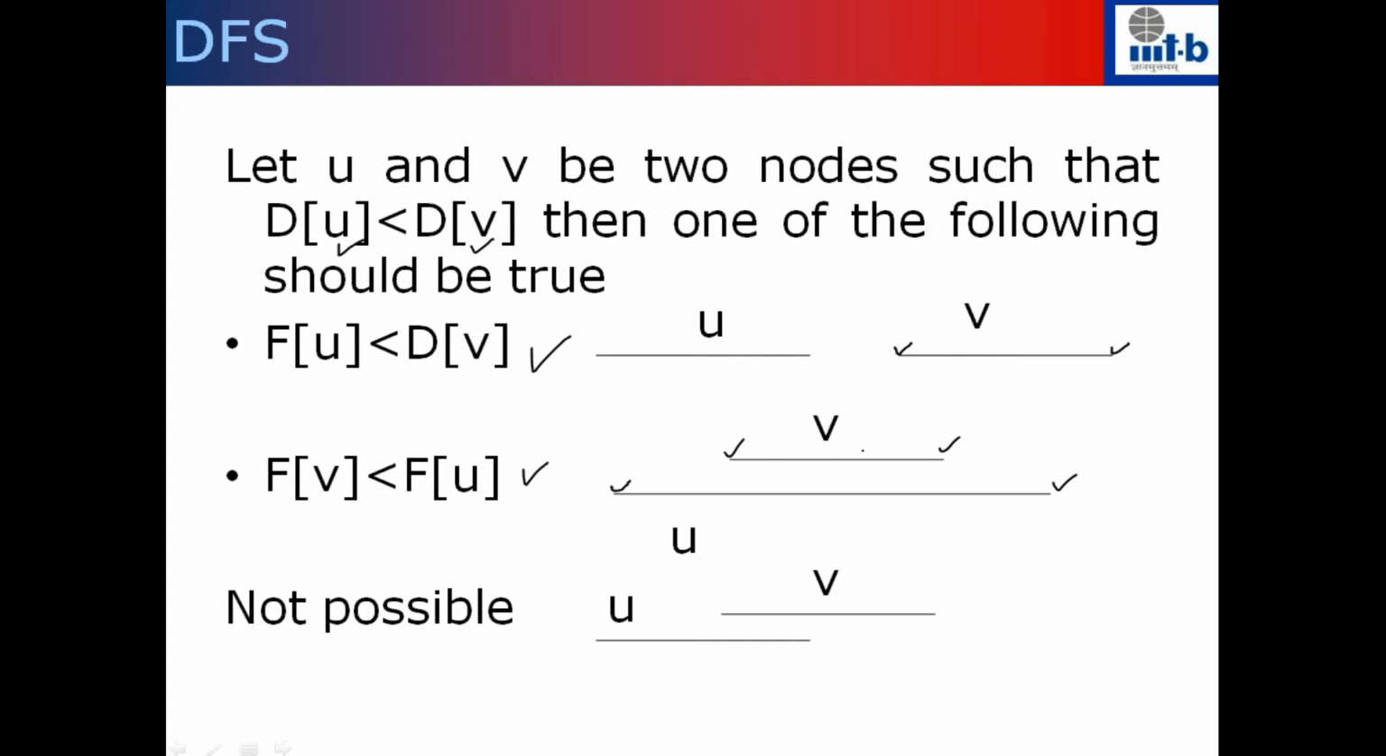Since u was discovered before v, the interval of u should always come to the left. The only other option is that the interval of u overlaps with the interval of v, but the claim is that such a condition cannot happen. It's easier to see this in terms of the iterative version of the DFS, because in this case what we are saying is that you push u, then you push v.